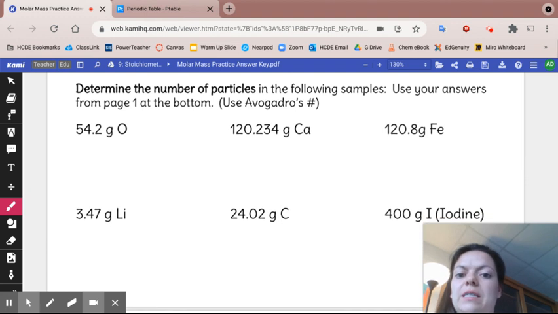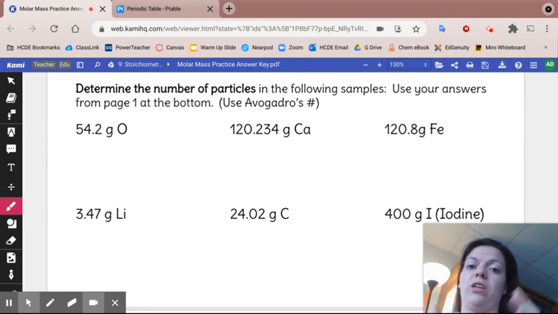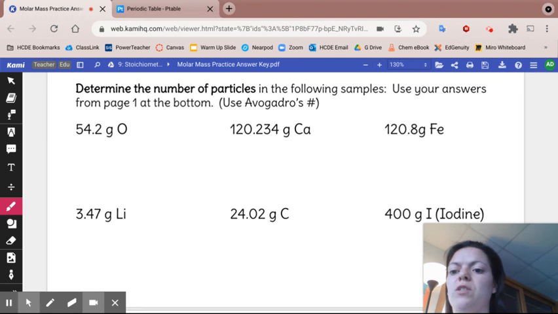Okay, last but definitely not least, actually not last, we'll do last in a few minutes. We're going to figure out how many particles of something that we have. So now we're looking at, for the first one, oxygen. How many atoms of oxygen do we have in 54.2 grams? Okay, this is going to become very important because when we start reacting things together, we're going to need to know how many atoms are going to combine with each other to figure out what's going to happen in our reactions. Okay, so 54.2 grams of oxygen.